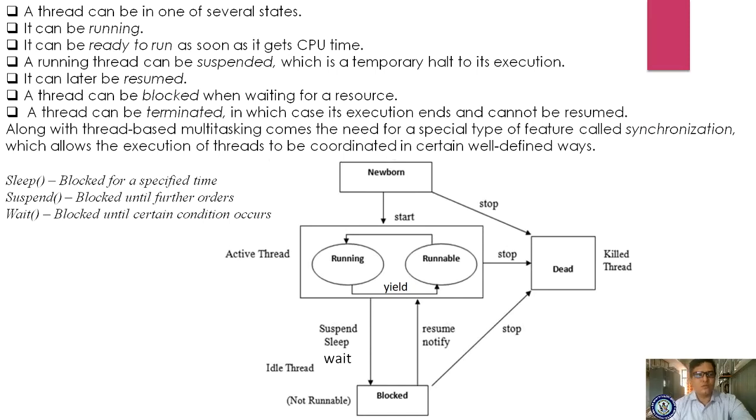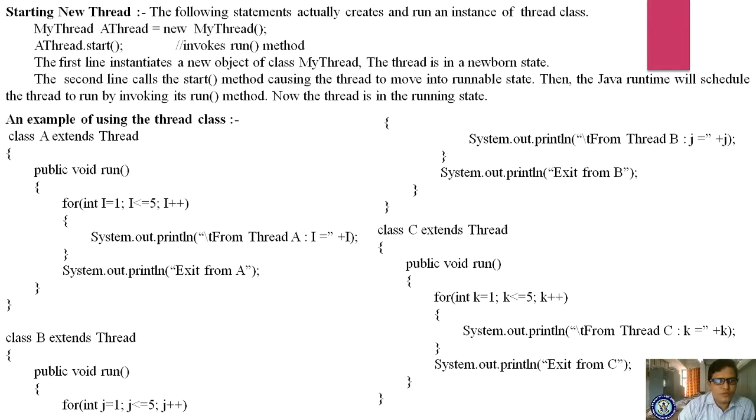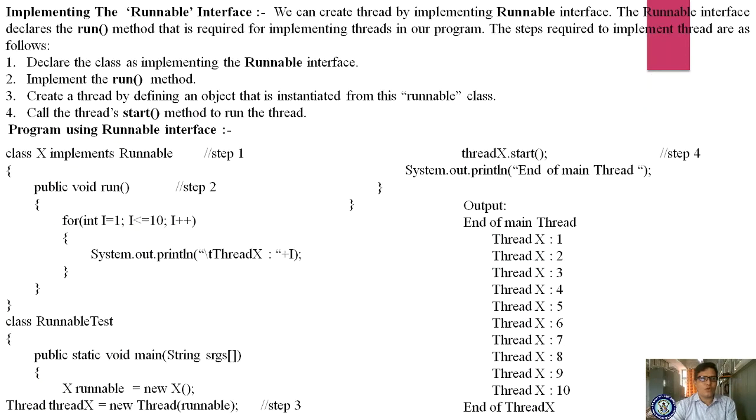Okay, so let us see the second method of creating a thread, that is by converting a class to a thread. So we are going to be learning how to convert a class into a thread. First one is creating a thread class, already we have learned. Now we are going to be learning converting a class into a thread, right? This is a very important topic, so you have to give more attention to this.